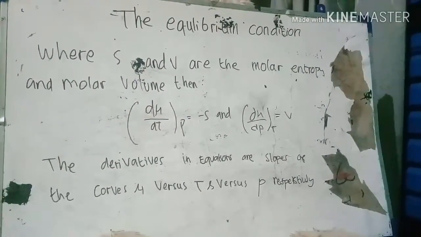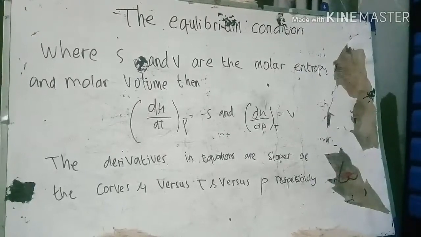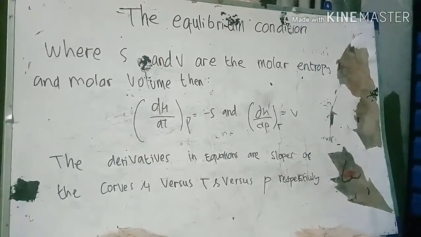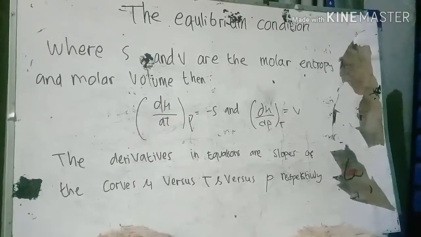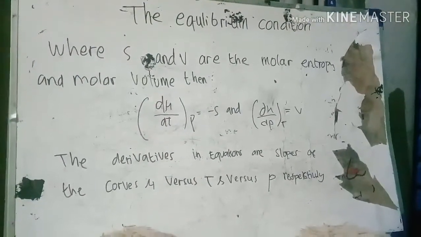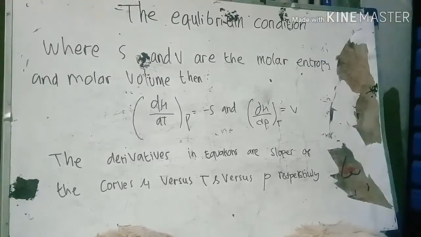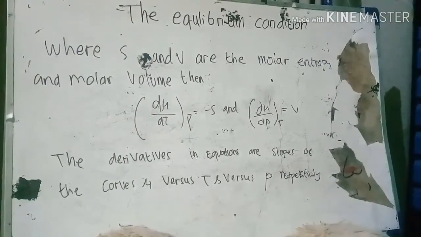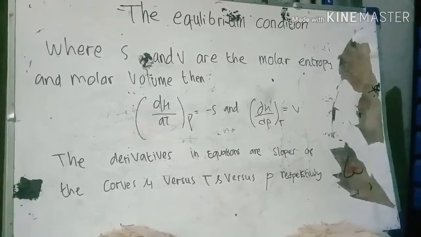Then (∂μ/∂T) at constant P equals minus S, and (∂μ/∂P) at constant T equals V. The derivatives in the equations are the slopes of the curves of μ versus T and μ versus P respectively.